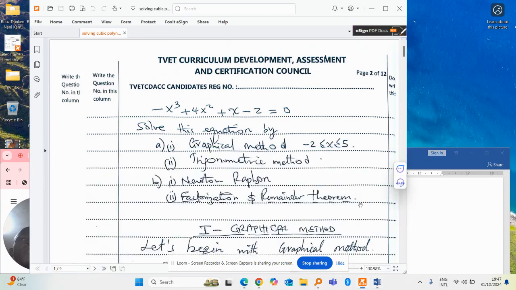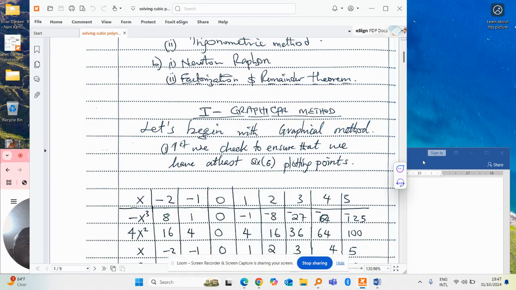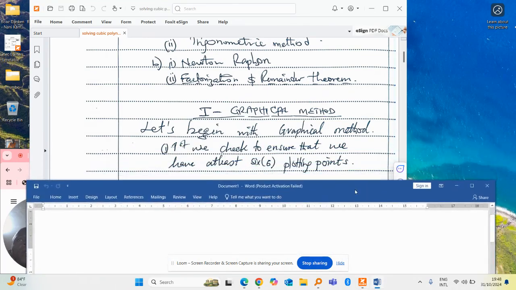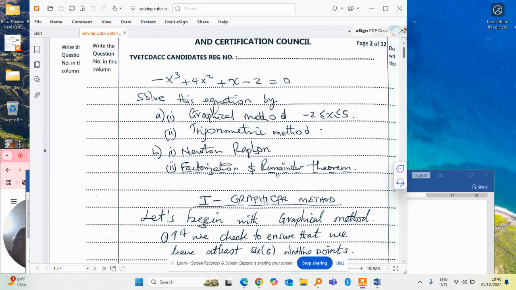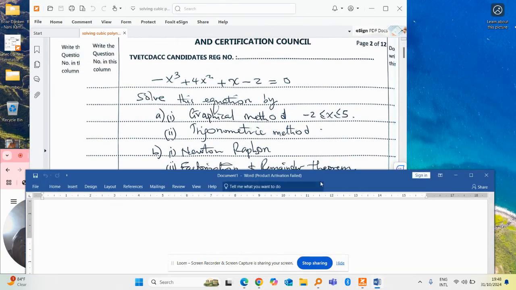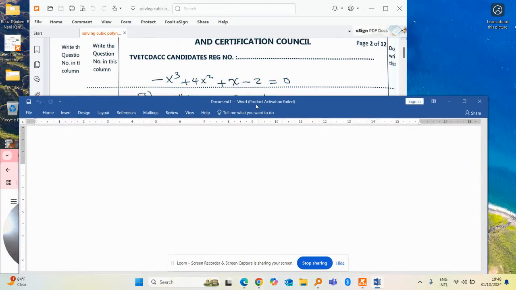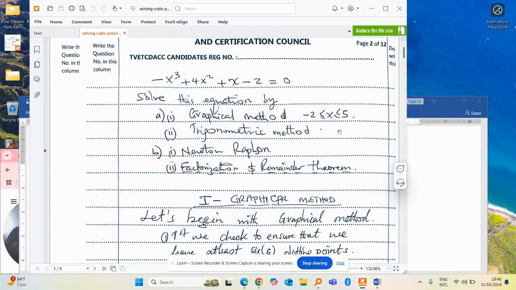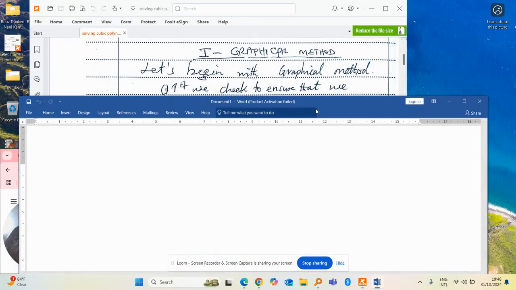So to begin us off, I want us to begin with the graphical method of solving the problem. Remember our problem is -3x cubed plus 4x squared plus x minus 2 equal to 0. So using the graphical method, we have the graphical method there.